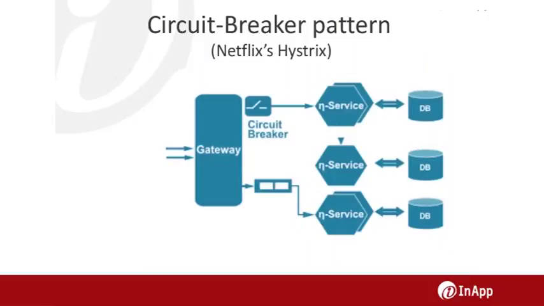The circuit breaker pattern can prevent an application from repeatedly trying to execute an operation which is likely to fail. It allows it to continue without waiting for the fault to be rectified, or wasting CPU cycles while it determines that the fault is long-lasting. It also enables an application to detect whether a fault has been resolved. If the problem appears to have been rectified, the application can attempt to invoke the operation again.